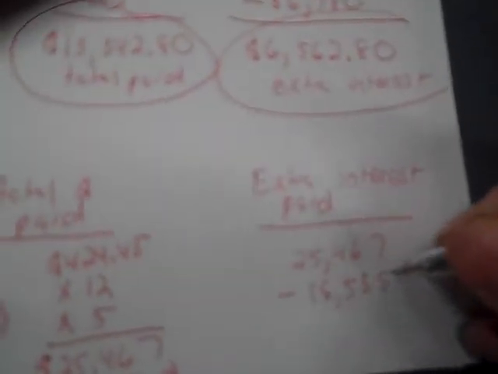Okay, the extra interest. Now compare this with this. Okay. I paid a lot more than what I borrowed at the beginning. That's because it's extra interest. So 25,467 minus 18,535. Okay, $6,932. Extra interest.